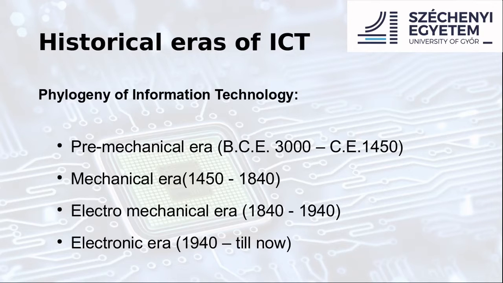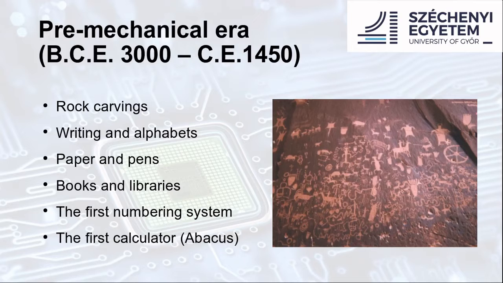Let's see the historical eras of information and communication technology. We should compare four main eras in the history of ICT. There are pre-mechanical, mechanical, electromechanical, and electronic eras. The first age was the so-called pre-mechanical era, where cavemen drew rock carvings or communicated by shouting. Later, in ancient civilizations, people started to introduce alphabets and numbers.